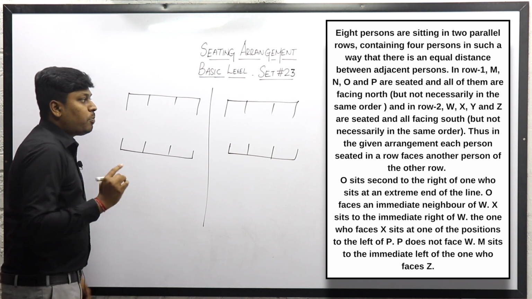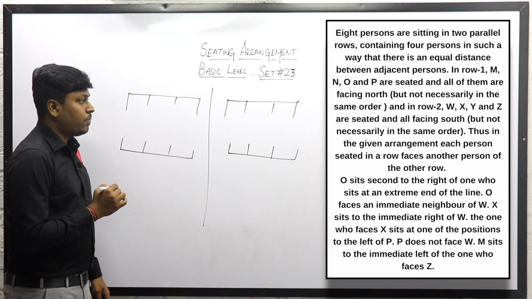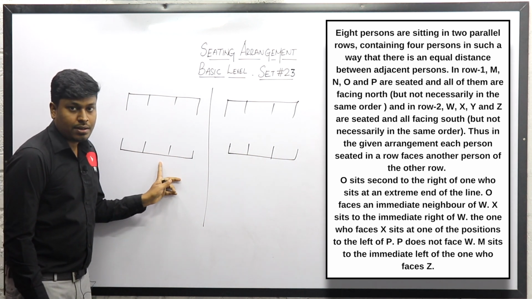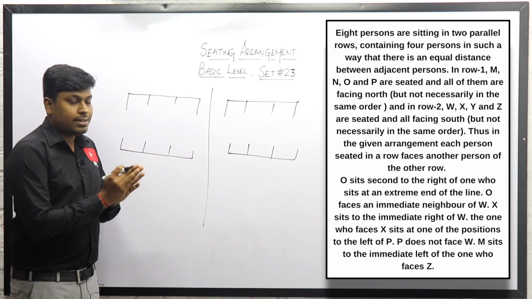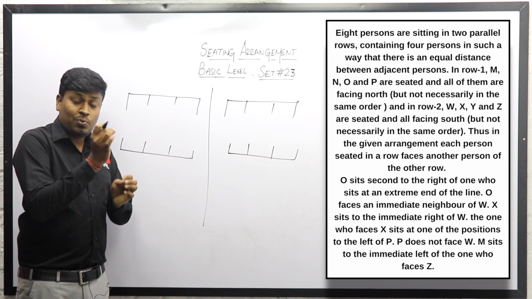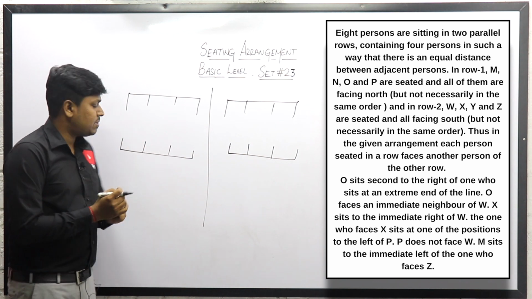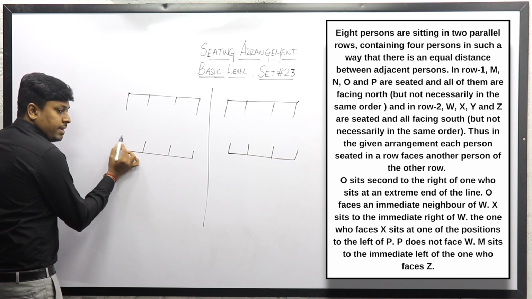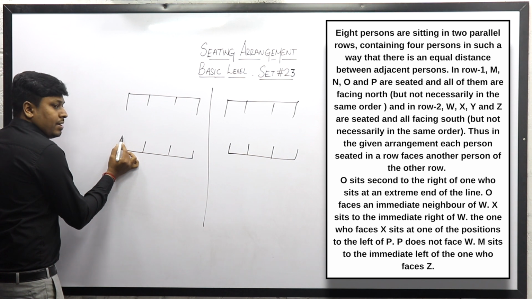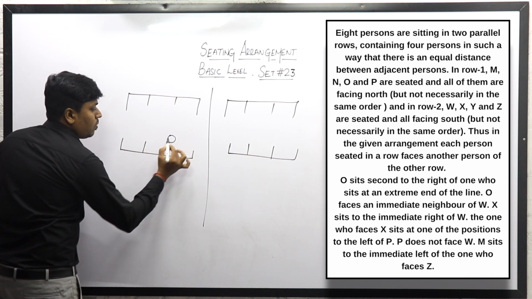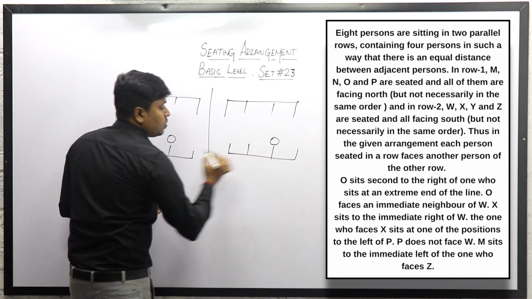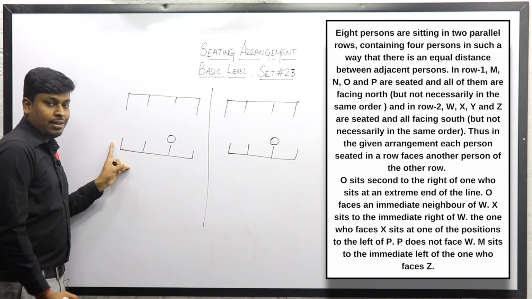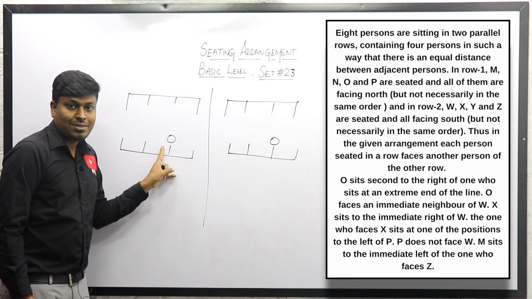Okay. So point number 1. O sits second to right of 1 who sits at an extreme end of the line. We know that the person O is sitting in row number 1, and they are saying O is sitting to the right of 1, who is sitting at the extreme end of the line. So I think we have only one chance. Let me assume this is the person 1 sitting here, at the extreme end. From this point, on the right hand side at the second place, the person O is sitting. Similarly in possible diagram 2 also we can place O here. Understood? At the extreme end of the line one person is sitting, and from that person, right hand side at the second place, the person O is sitting.